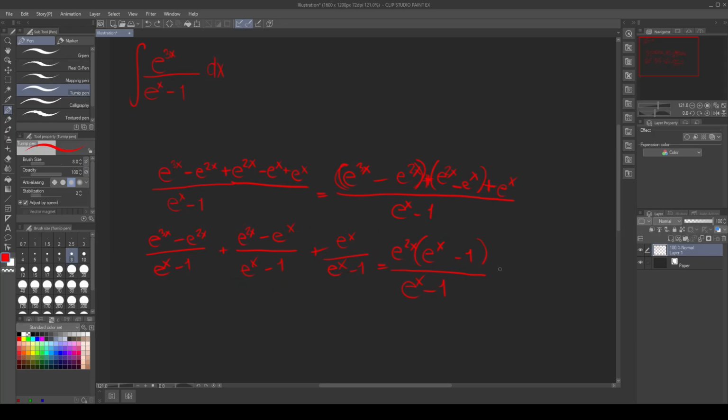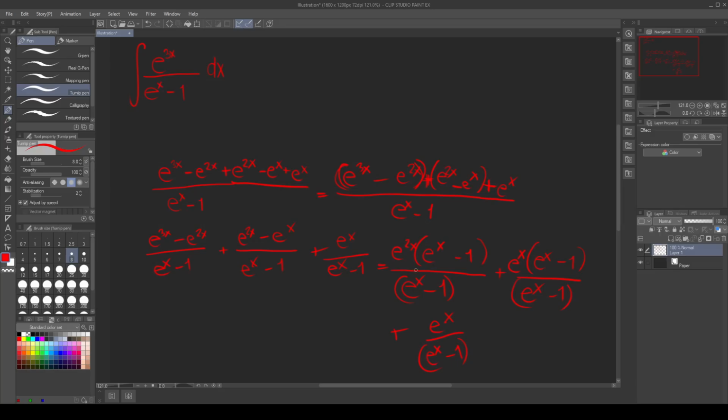and then you just repeat the same thing for the rest of these. So factor out an e to the x from this. That becomes e to the x multiplied by e to the x minus 1, and then e to the x minus 1 on the denominator. And of course, don't forget your remainder over here. So e to the x all over e to the x minus 1.